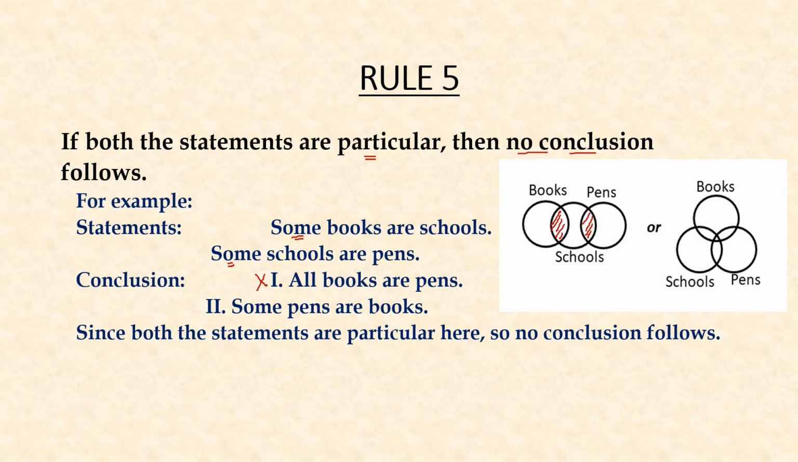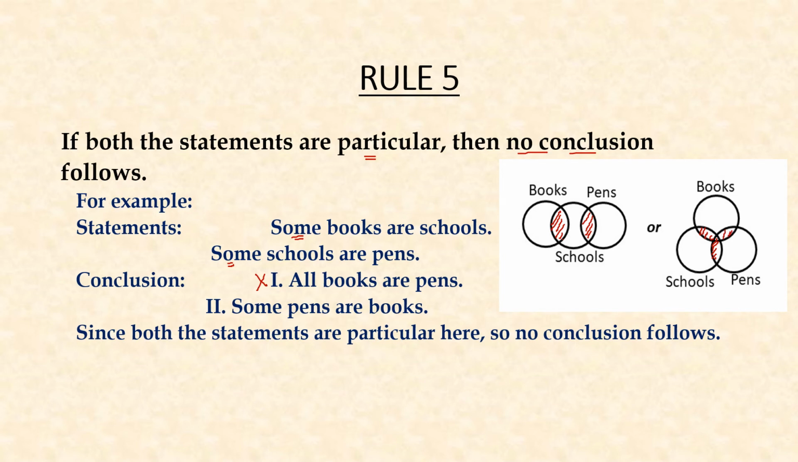If we look at it another way, books and schools overlap here, and schools and pens overlap here. So a part of books may be pens or a part of pens may be books, but all books cannot be pens. तो थोड़ा part तो हो सकता है कि books का pen है या pen का book है, but सारी नहीं हो सकती.